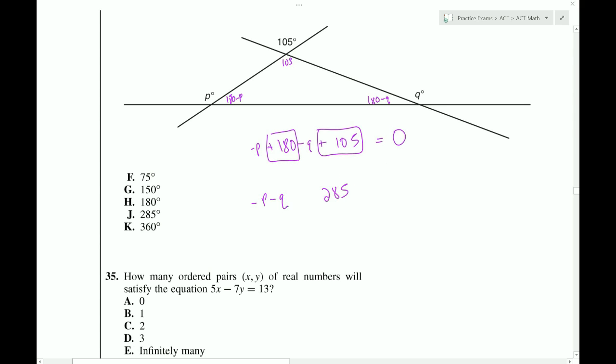So minus p minus q plus 285 equals 0. So I can then swing this over to this side, making it negative 285. Alright, negative 285. And then I could switch every single sign, making them all positive. So the sum of p and q would simply be 285.